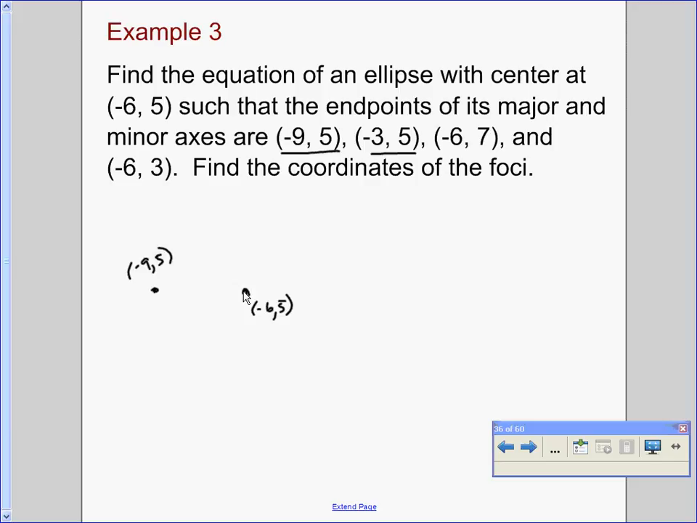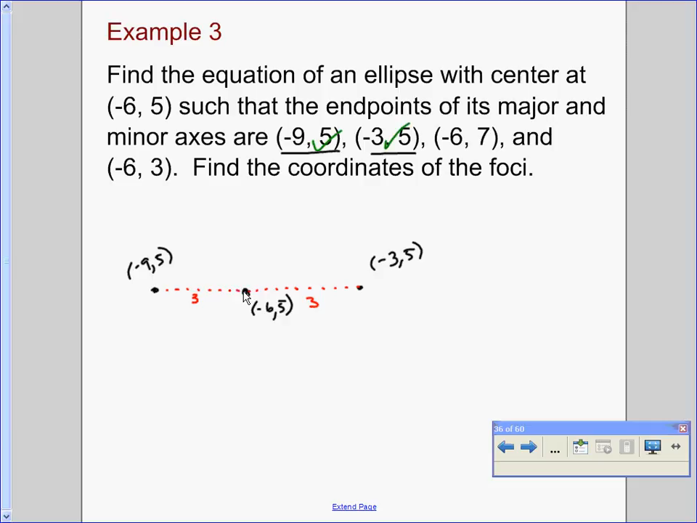And then (-3, 5) is going to be somewhere over here. Okay, and if we look at those distances, from -9 over to -6, this distance right here is going to be 3. And then from -6 to -3, this distance is also going to be 3. So we've taken care of those two.